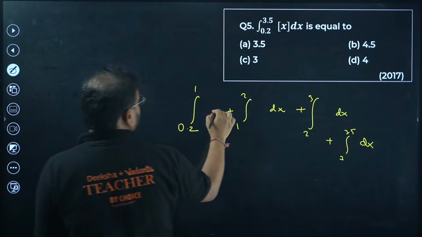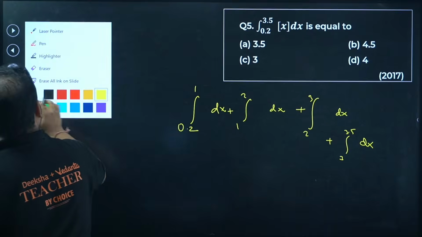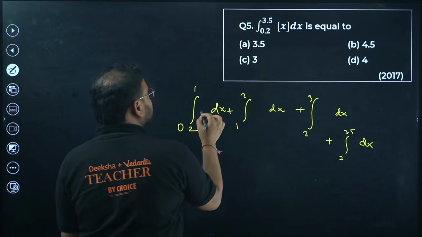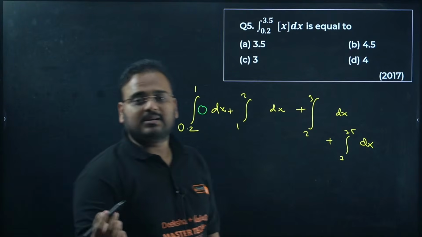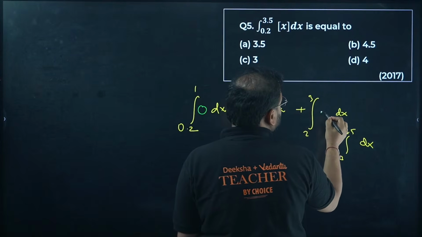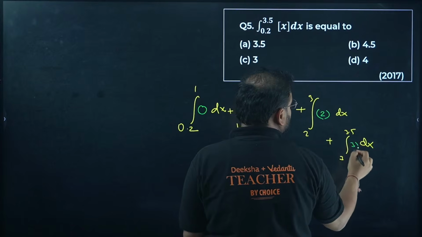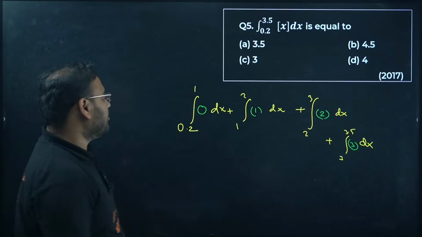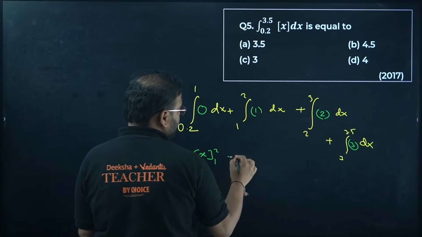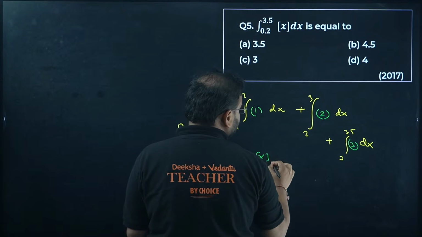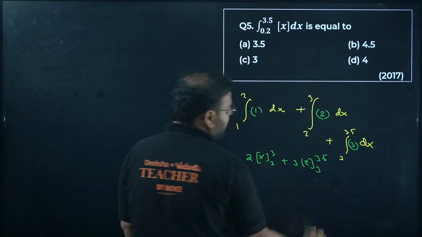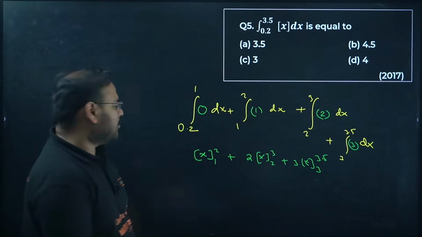One second, sir. Check carefully. In the range of 0.2 to 1, the GIF gives us 0. In the range of 1 to 2, GIF becomes 1. In the range of 2 to 3, it becomes 2. Then it becomes 3. This is how we know the GIF values. Now if you integrate, you'll have x from 1 to 2, 2x from 2 to 3, and 3x from 3 to 3.5. Sir, why are you taking 3 common? Because it's a constant.